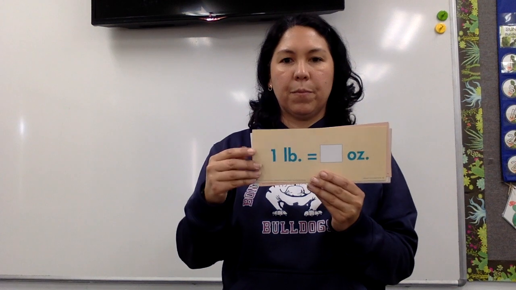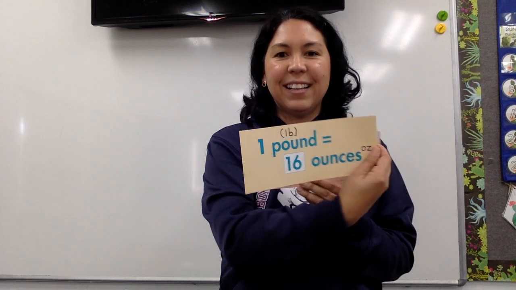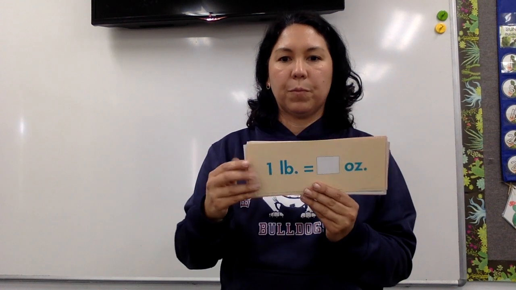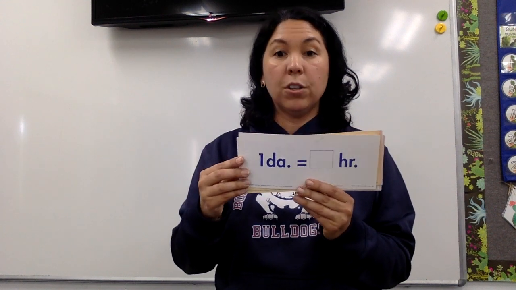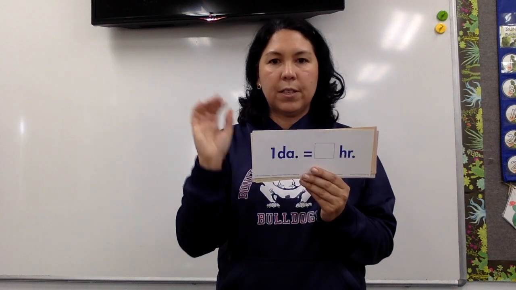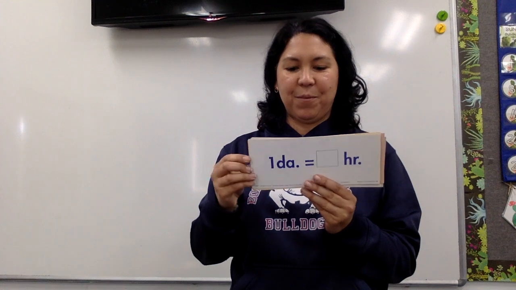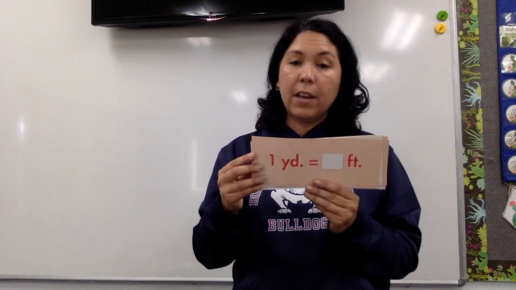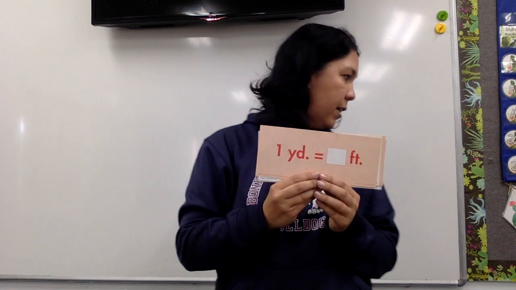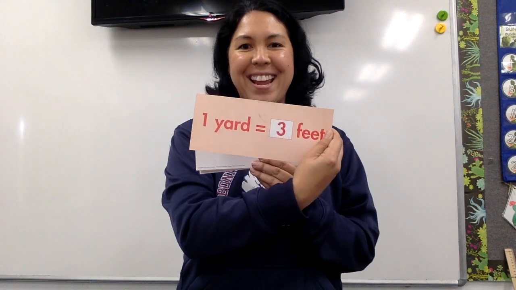Ounces in a pound? 16. 16 ounces in a pound. Next one. Hours in a day. How long does it take for that Earth to spin all the way around? 24. If you said that, you're right. How many feet in a yard? Remember our yardstick? How many feet on here? 3. Did you get it?